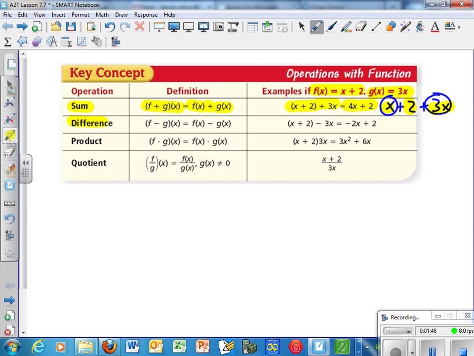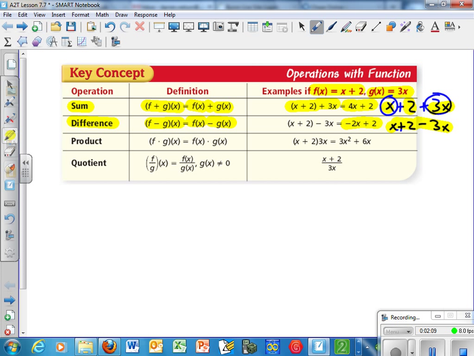Now, difference means, and here's going to be the notation for that, obviously there's a subtraction sign. I'm going to take f of x and subtract g of x. So they take f of x, which is x plus 2, and we subtract g of x, which is 3x. And again, they put the like terms together, so putting x minus 3x together gives me negative 2x, and then we have the plus 2.